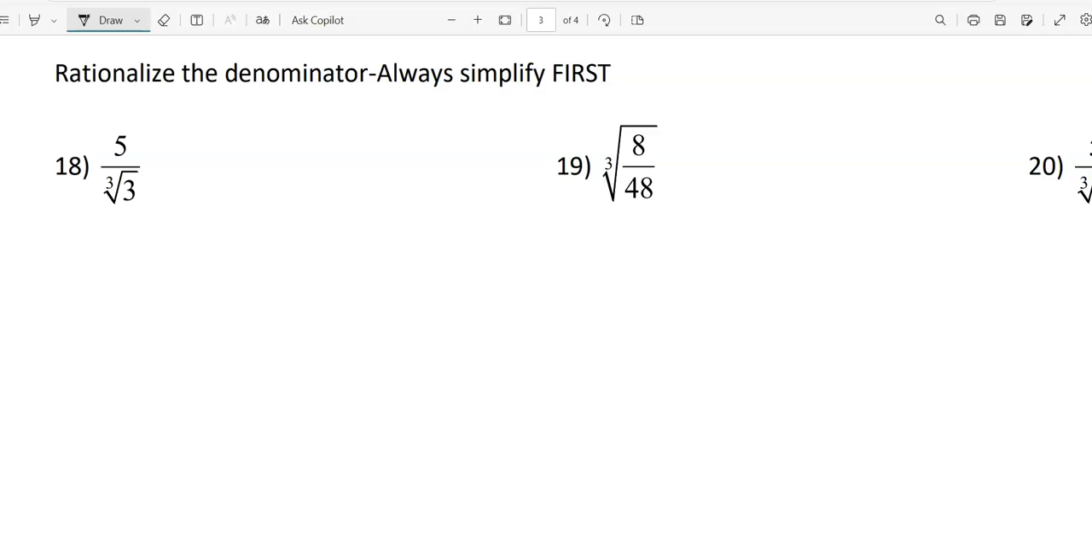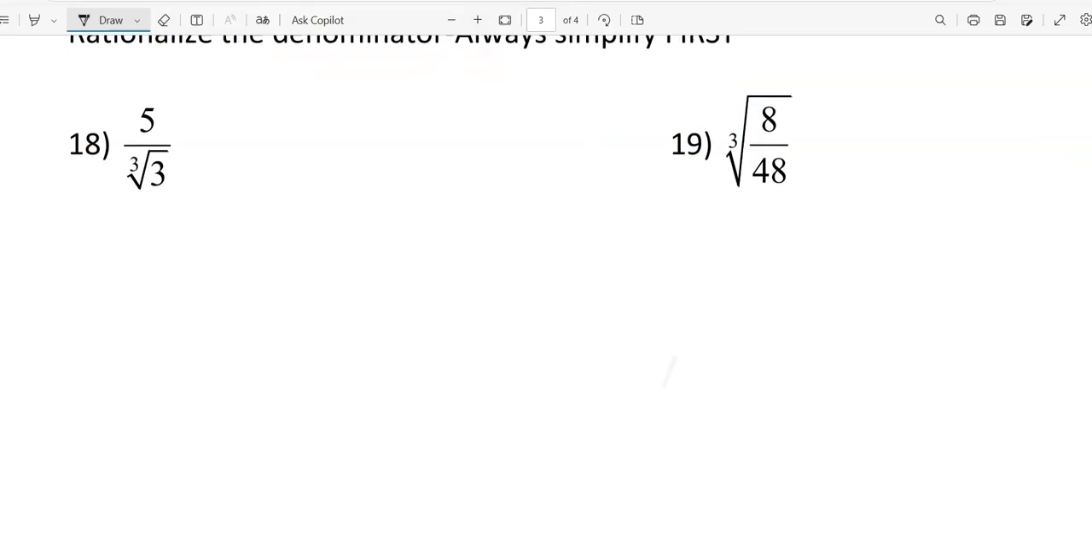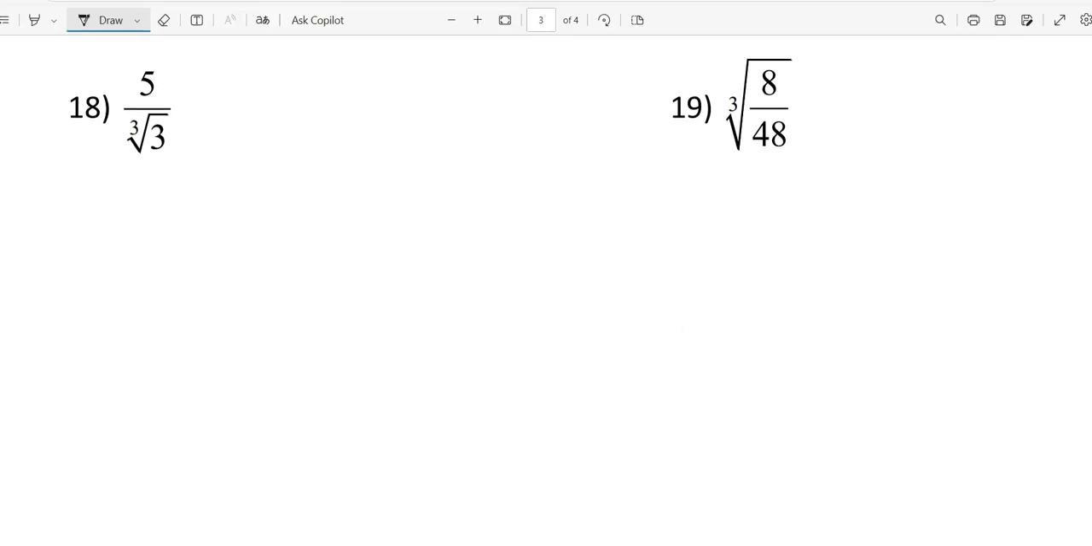For number 18, we've got 5 over the cube root of 3. Tell me why the cube root of 3 is irrational. Why is the cube root of 3 irrational? Yeah, 3 is not a perfect cube, so it is irrational. We want to turn the cube root of 3 into a rational number. What am I going to have to do to make the cube root of 3 into a rational number?